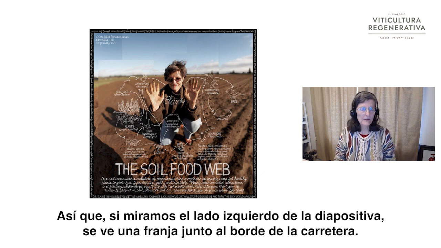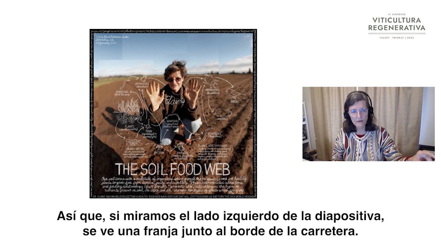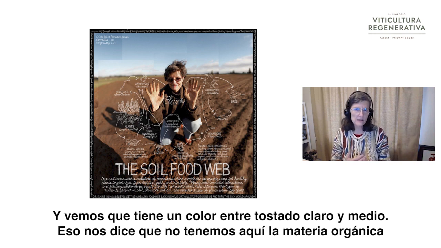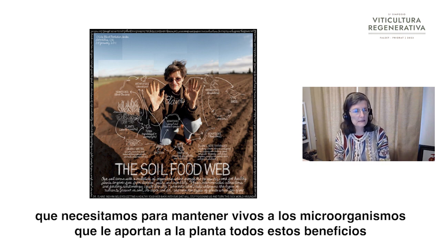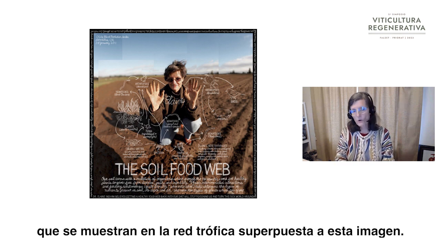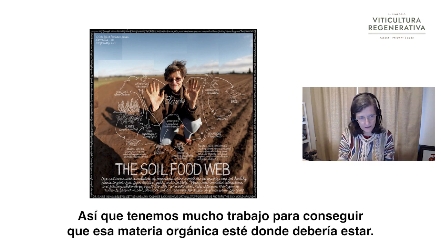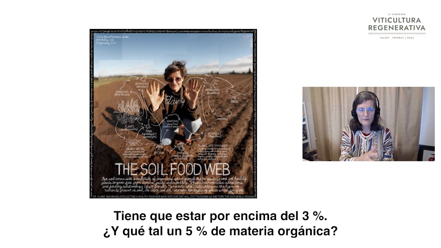If you look on the left hand side of the slide, you see a stretch along the edge of the road, and you can see that it's a light to mid tan color. That tells us that we don't have the organic matter in here that we need to keep the microorganisms alive, to give your plant all these benefits that are shown in the food web that's been imposed on this picture. So we've got a lot of work to do to get this organic matter up where it belongs. It needs to be above 3%.